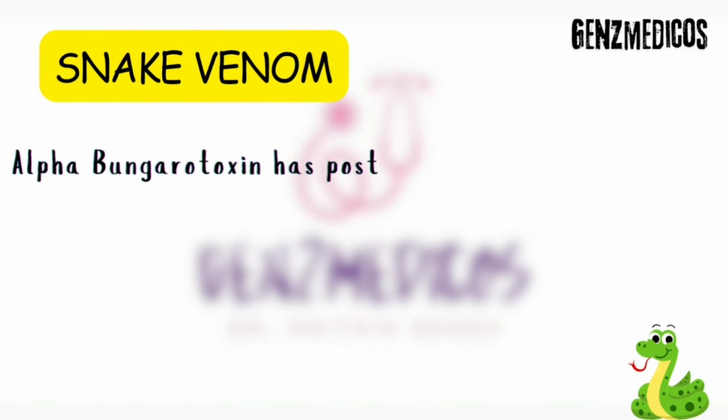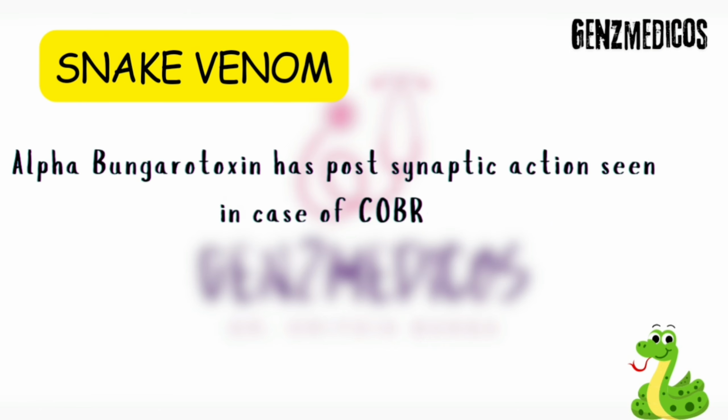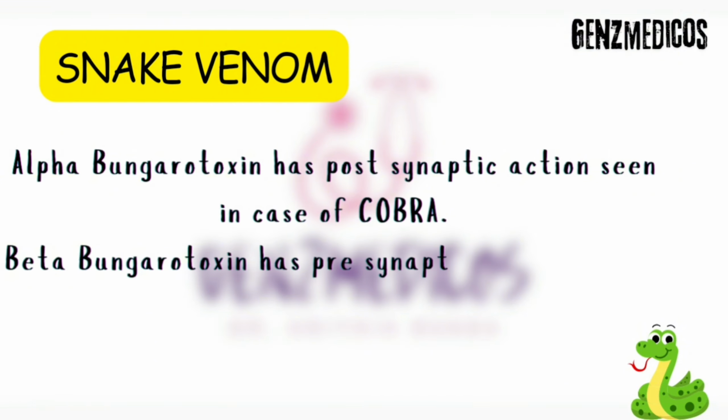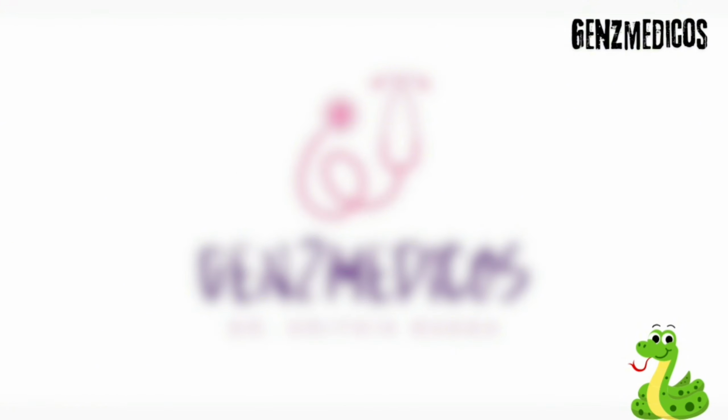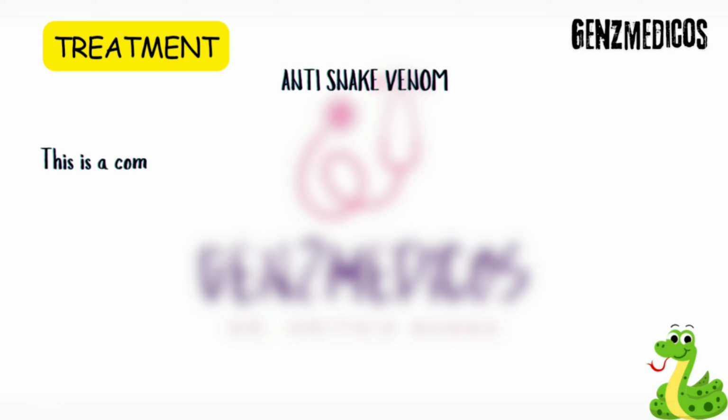Now in case of snake venom, alpha bungarotoxin has post-synaptic action, which is seen in cobra, while beta bungarotoxin has presynaptic action. It's seen in case of krait. Krait is beta, and pre. Always first comes father. Father is cobra, post-synaptic, alpha, sigma alpha male. Cobra is the father, alpha male. Post will come after pre, after krait. Krait is pre, beta.